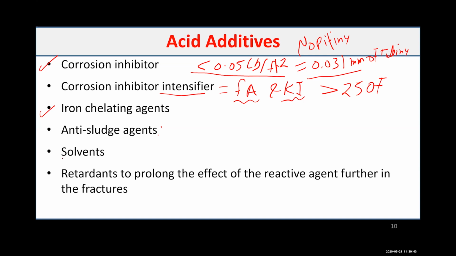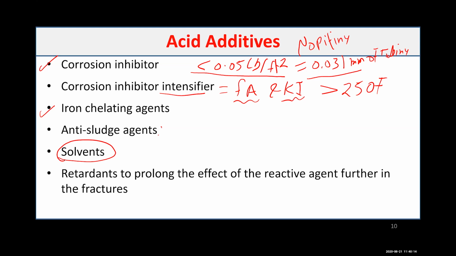The fifth additive is a solvent. That's when you have a lot of organics precipitate in your formation and you need something to remove it. In one case, I remember, you can pump HCl into calcium carbonate, and we know HCl and calcium carbonate react extremely fast. However, we noticed that the HCl was not able to dissolve the calcium carbonate, and we were not sure why until we saw the actual sample.